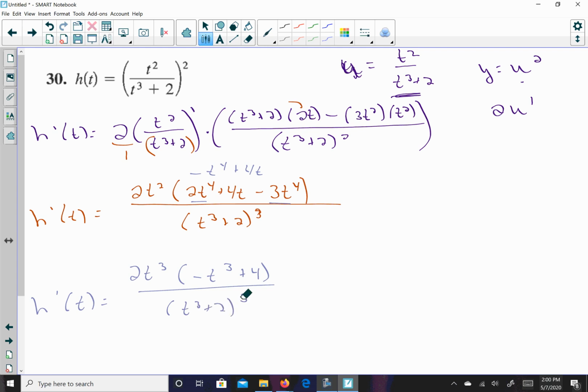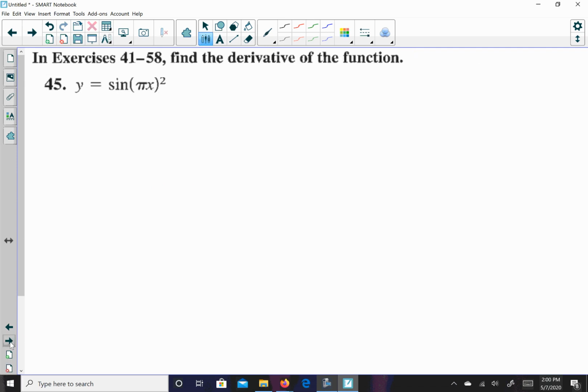And that's an example of using the chain rule with the quotient rule. Moving on.